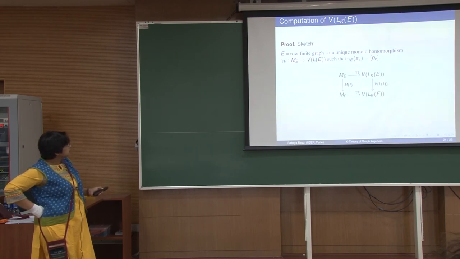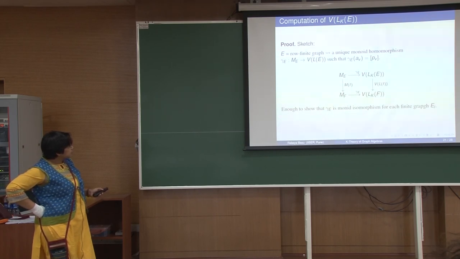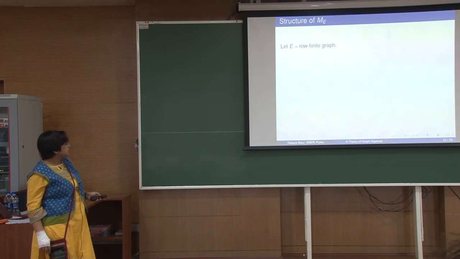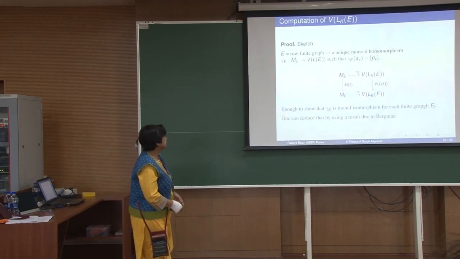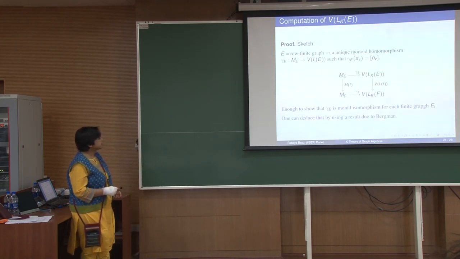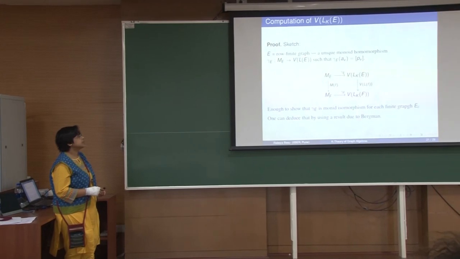If it is, then it is enough to show that gamma is a monoid isomorphism. That is our E. So it is enough to show it for every finite graph E, because it commutes with the direct limit. And again, one can use Goodearl's result here to get the final result. Now we know that ME is isomorphic to V of LKE. So, to study the Grothendieck group of LKE, it is enough to study ME.